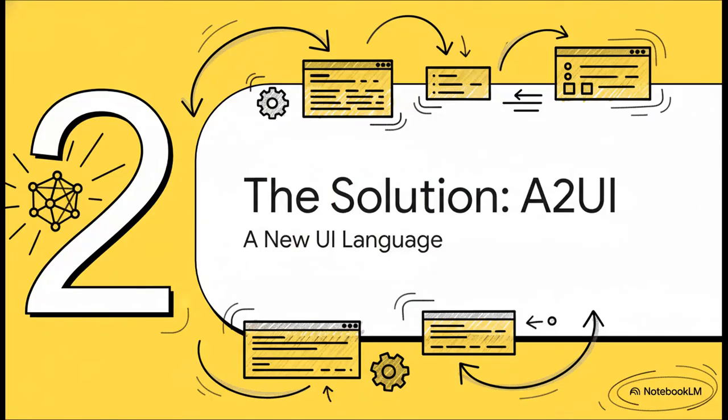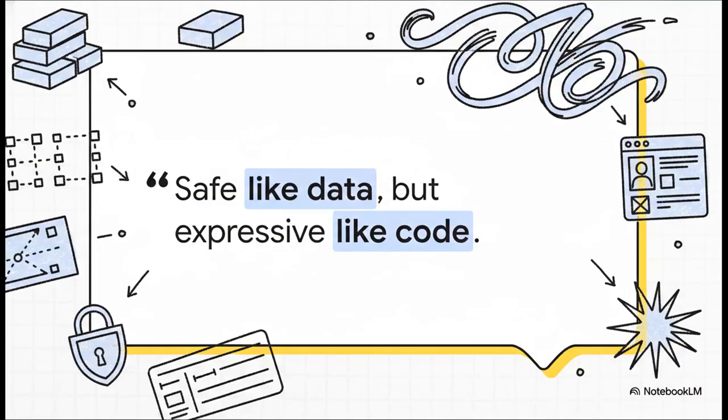And that solution has a name: A2UI. It's a brand new open source project that was built specifically to be this new universal language for AI-driven interfaces. I absolutely love this quote from the project's creators because it just nails the whole idea. Safe like data, but expressive like code. You get the security and predictability of sending simple data, but with all the power and flexibility you normally only get by writing code. It's really the best of both worlds.